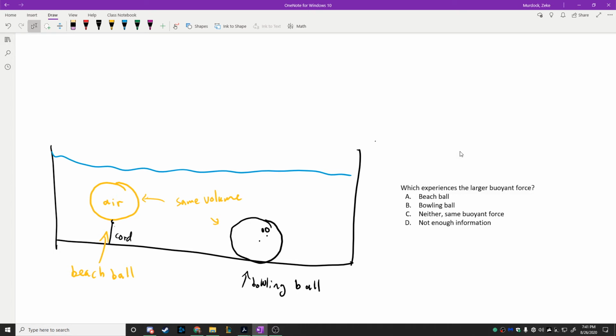So just take some time and think about it. Some of you guys are already answering, that's fine. Is it the beach ball? Is it the bowling ball? Do they experience the same buoyant force, or is there not enough information? What do you guys think? If you're confident in your answer, you can maybe even say why you think that, if you want to. It's okay to not know the answer. It's okay to get it wrong. In fact, it's usually a better learning experience to get it wrong. So no matter what they're typing, ignore what they're typing. Just think for yourself what you think the answer is. Just type your answer, whatever the first thing that comes to your mind. What's your first answer?